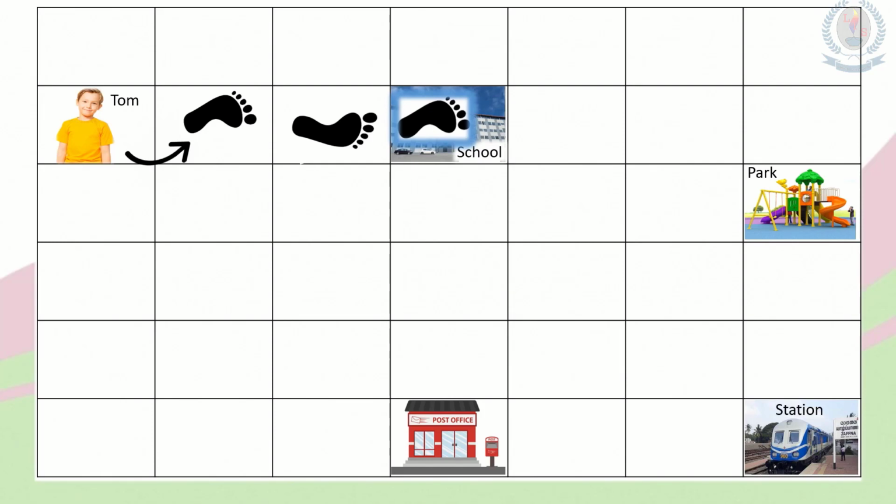Next, he makes a quarter turn clockwise to face the post office. Then he moves 4 squares forward to go to the post office. 1, 2, 3, 4.